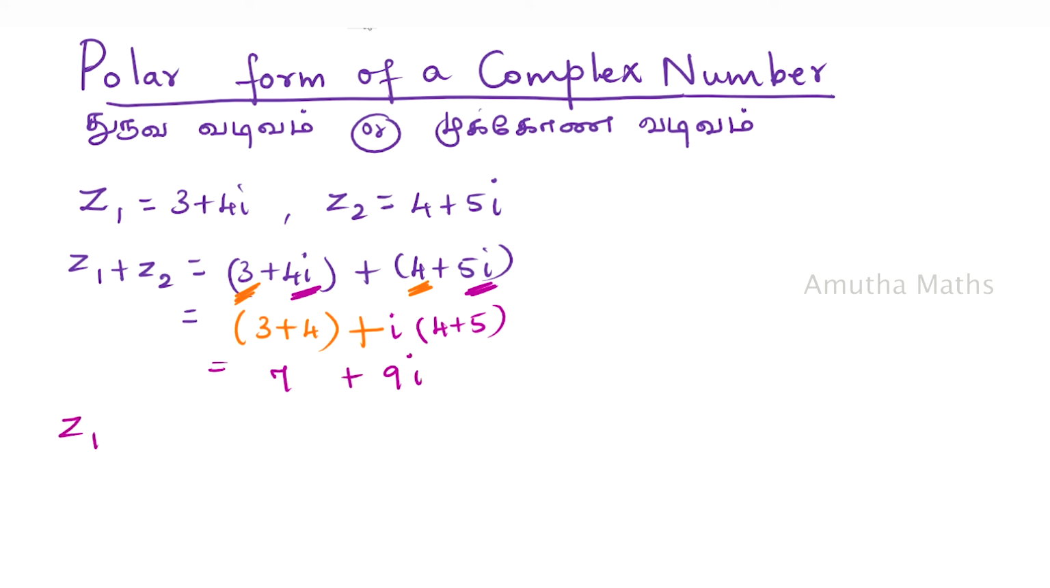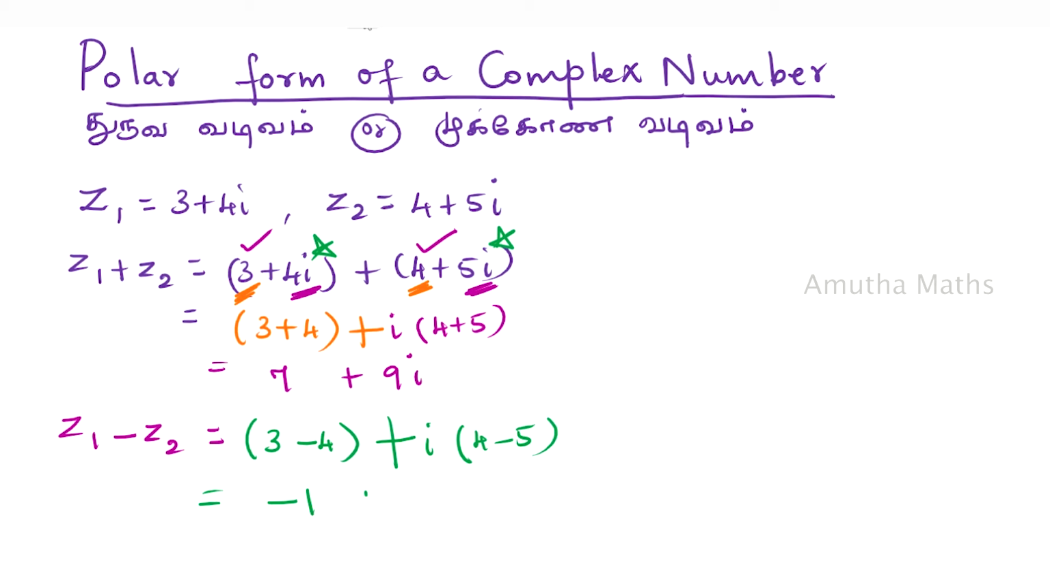Similarly, if you want to subtract two complex numbers, what will you do? We subtract both the real parts, so here 3 minus 4. Then we subtract both the imaginary parts. So, what will you get? i into 4 minus 5. So, that is equal to minus 1 plus i into minus 1. So, what will you get? Minus 1 minus i.